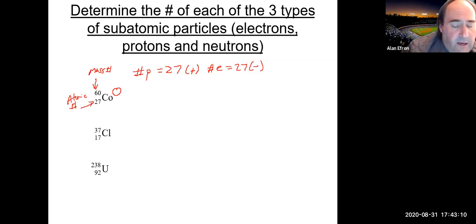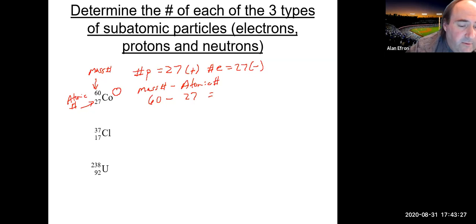Now for our number of neutrons, we want to take our mass number minus our atomic number. In this case, it would be 60 minus 27. Again, our mass number is the number of protons and neutrons there are. So when we subtract that, we get 33 for our neutrons there. So we should have 33 neutrons in this case, 27 protons and 27 electrons. Any questions on that particular one there?